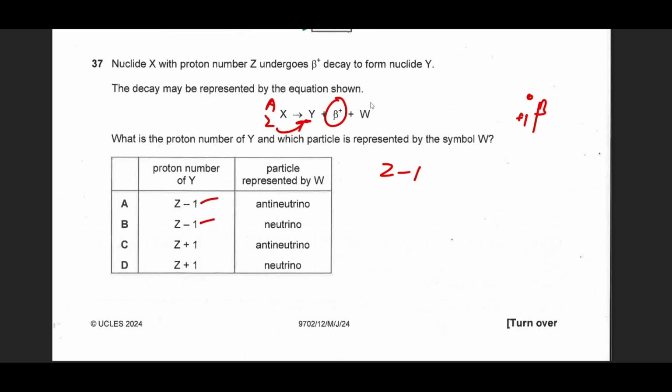This will be option A and B. It can't be C and D. It would have been C and D if it had been beta negative decay. And with the beta positive, we understand that the only particle emitted due to this process is a neutrino.